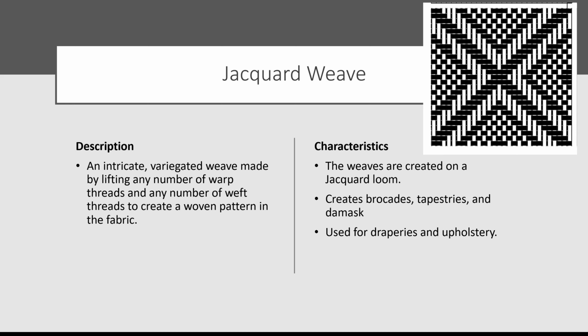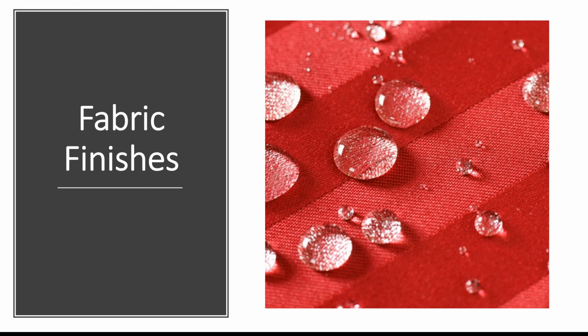These weaves are created on a jacquard loom, and they create brocades, tapestries, and damask, and they are used for draperies and upholsteries. Okay, let's go over fabric finishes. This is what they put on top of fabric to create certain characteristics. The example in the picture shown here is a fabric that is water resistant. You can tell the water doesn't soak into the fabric. It kind of rolls on top of it.